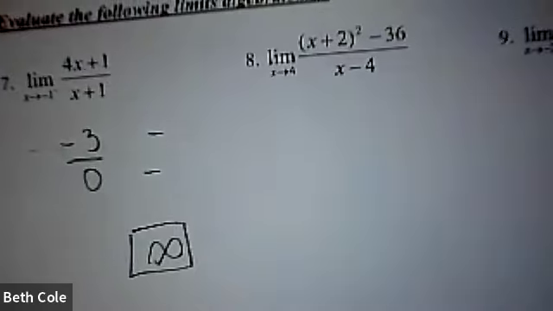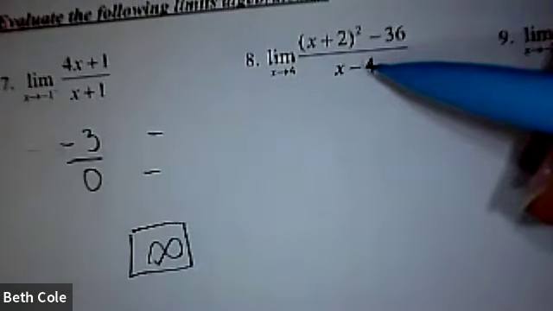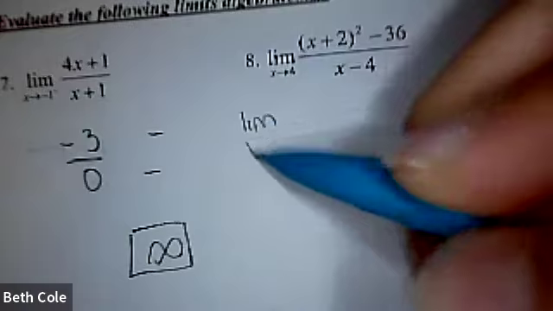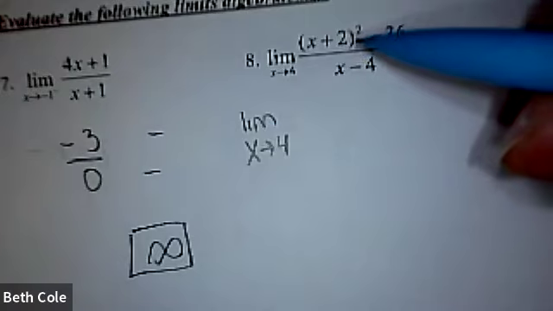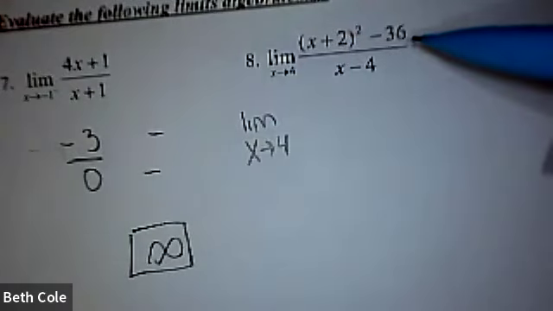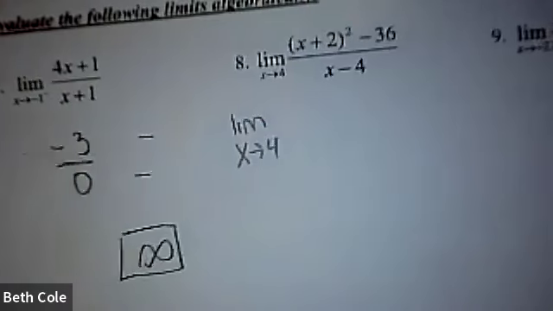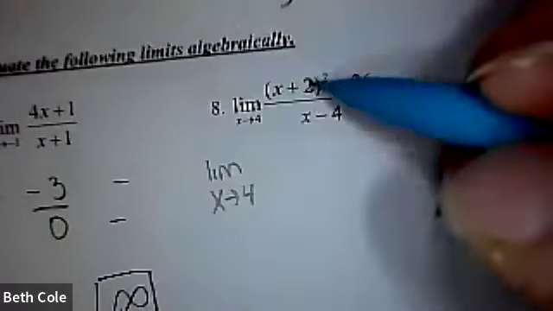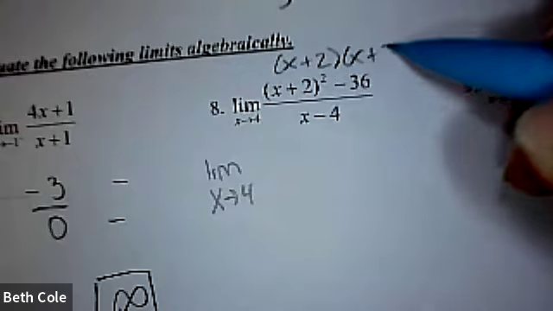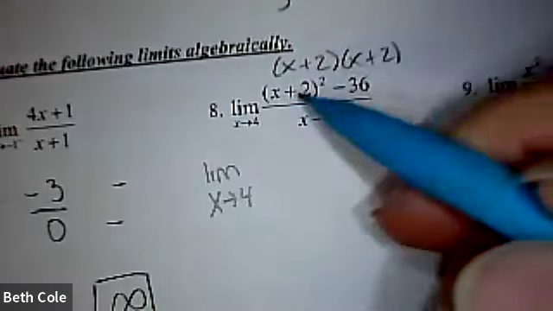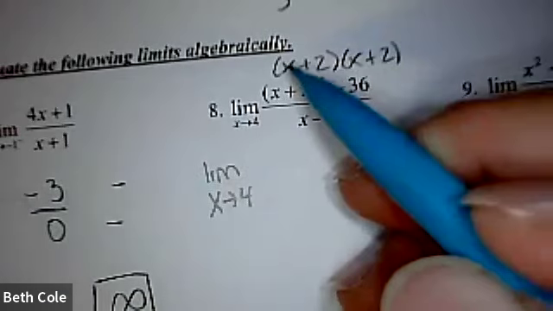All right, this one is going to involve a good bit of algebra first before we can get anywhere. If we plug in 4, we're going to get 36 minus 36 on the top and 4 minus 4 on the bottom. So we're going to get 0 over 0. First thing I'm going to do is multiply this out. If you can do this in your head, that's cool. If not, just write it twice, and we're going to multiply that all together.